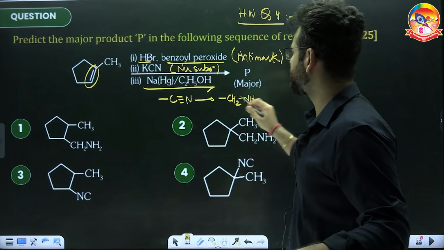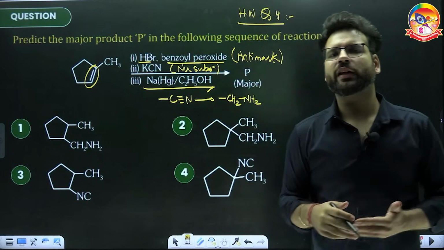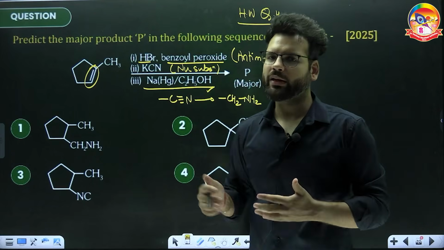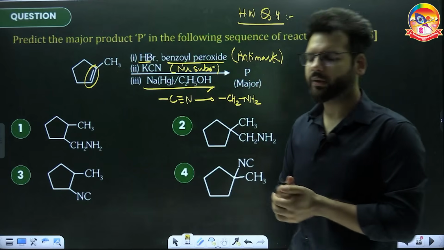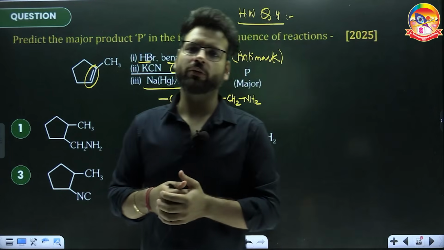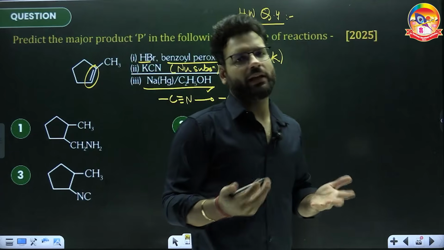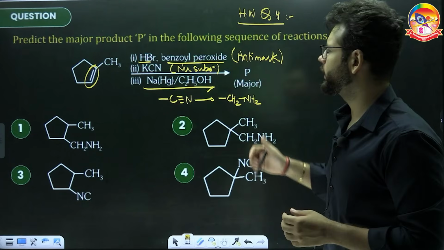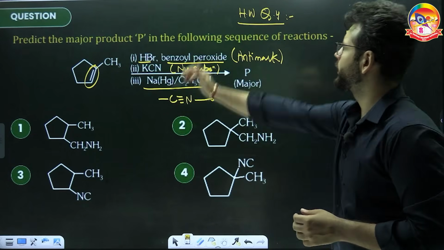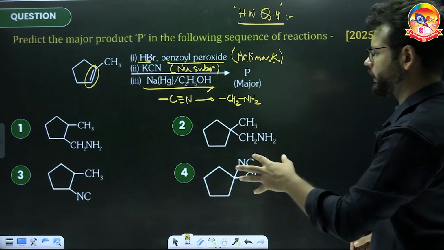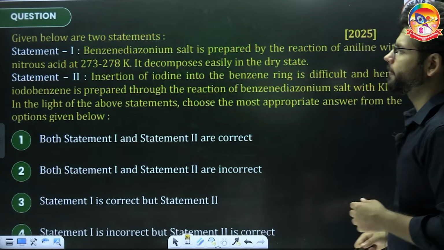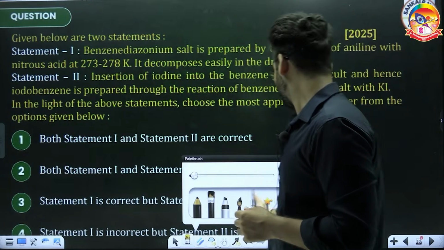Again, a similar question was asked in NEET 26: which of the reagents can convert cyanides to primary amines? Sodium amalgam in ethanol can do that. Hydrogen in the presence of nickel can do that. And LiAlH4 can do that. So I need you to tell me the answer in the comment box for homework question number 4. You can take some time and solve it. Moving on to the next one.